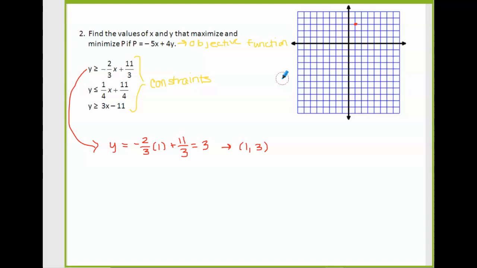So again, instead of starting at the y-intercept, I'm going to start at 1, 3. Now I'm going to apply my slope. My line is solid. And it's y greater than or equal to negative 2/3 x, so that means we are going to shade above.